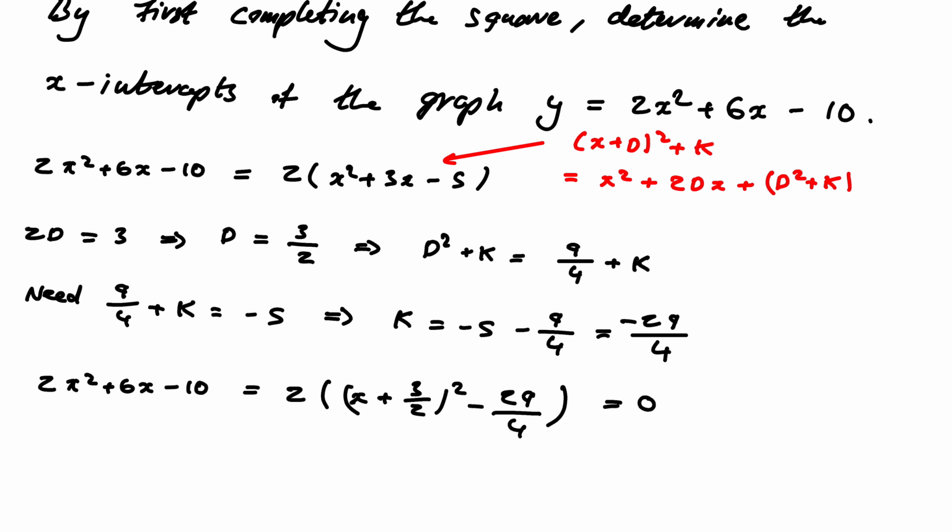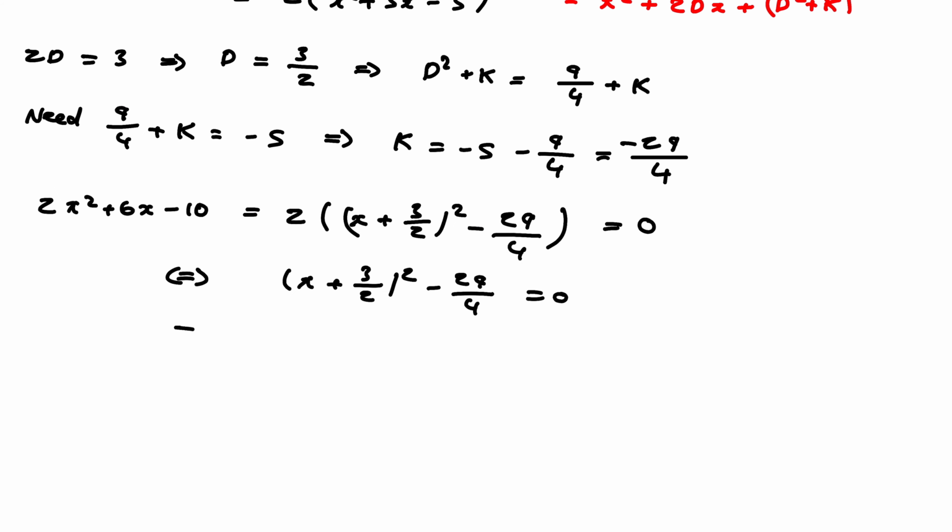Let's solve this. So this is if and only if, well, the 2 doesn't really matter, right? So divide through by 2. It's going to be x plus 3 over 2 squared minus 29 over 4 is equal to 0. Sorry, let me not do all of that. Let me do it incredibly carefully. x plus 3 over 2 squared is equal to 29 divided by 4, adding 29 over 4 to both sides and cancelling with the minus on the left.